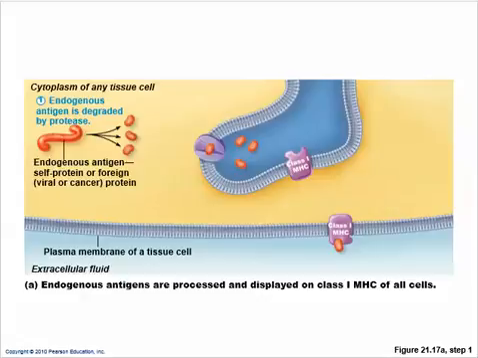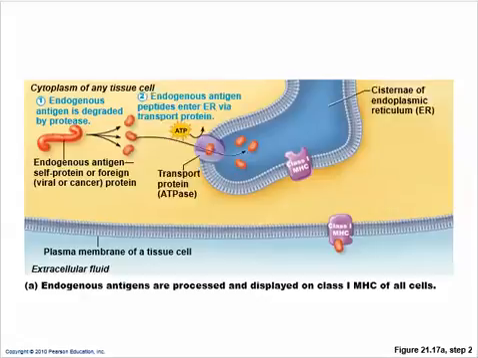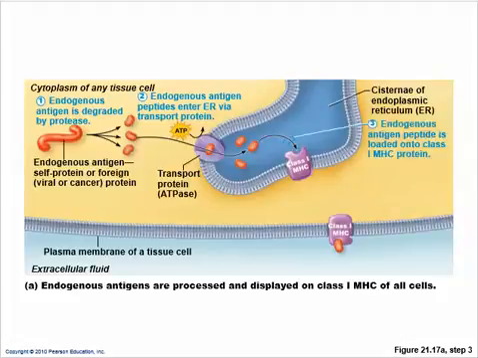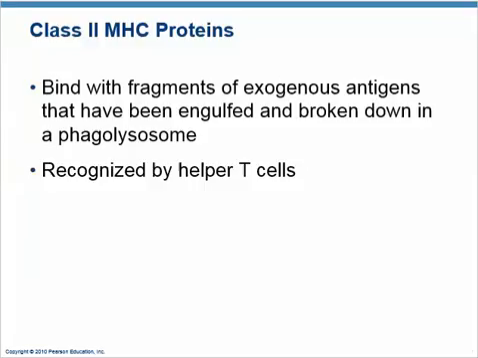So these are all the steps of it. And I'm not going to ask you to memorize these steps. In the class 2, the exogenous antigens, so the antigens from the outside of the body that were phagocytized, become incorporated.